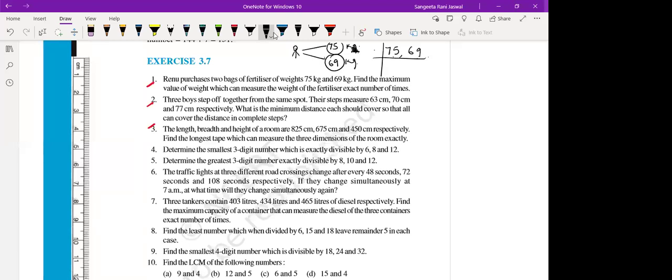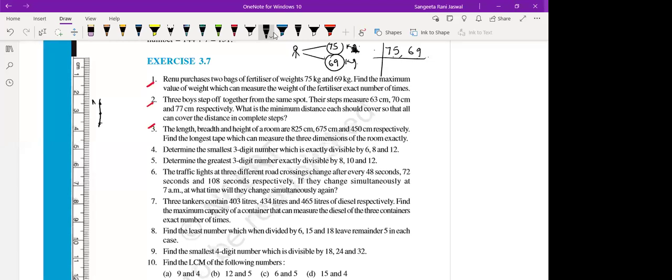Yes, ma'am. Okay. Now see question number 2. Three boys step off together from the same spot. Now these are three boys. Now see, this is some line. As you know, in your school, on your sports day, there is a line, and every child has to run from this point. So three boys step off together from the same spot.